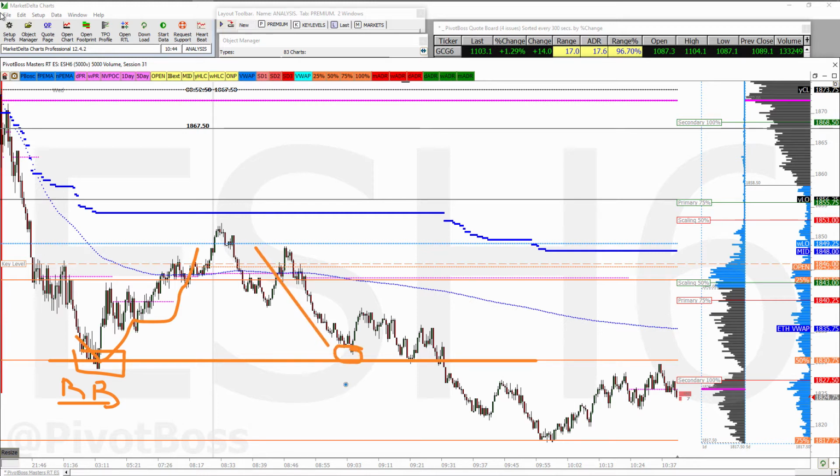Price comes down again. Who's defending here? Another one, responsive buyers. Boom, okay? Again, same thing right here. Who's defending? Responsive buyers are defending this.